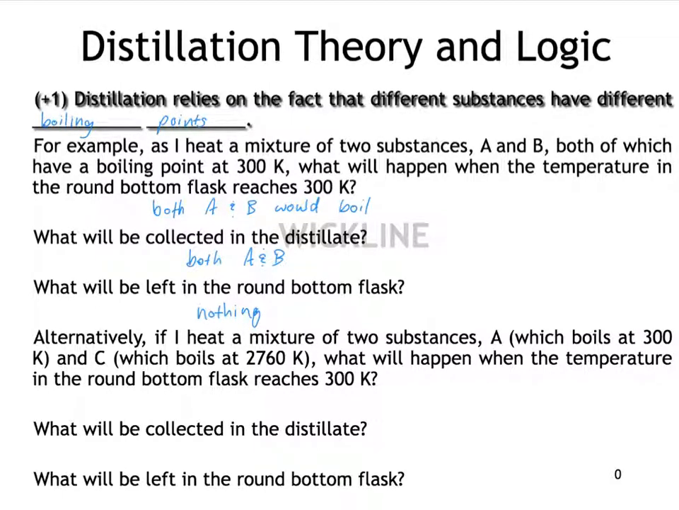Alternatively, if you heated a mixture of A and B, A which boils at 300 Kelvin and B which boils at 2760 Kelvin, then when you raise the temperature in the round bottom flask to 300 Kelvin, only substance A would boil. The distillate then would collect substance A versus substance B. And in the round bottom flask, you would only have B left.